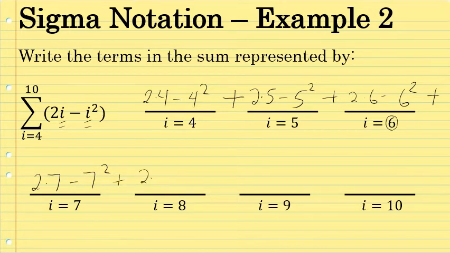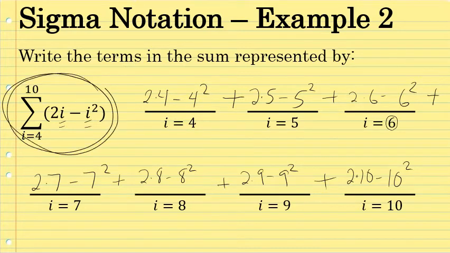When i equals 8, 2 times 8 minus 8 squared. When i is 9, 2 times 9 minus 9 squared. And finally, when i equals 10, the expression is 2 times 10 minus 10 squared. You can see that writing this sum in sigma notation is a far simpler form than writing out each term individually. But it is important for you to know what sigma notation represents. Sigma notation represents a sometimes very long sum that is most easily written using sigma notation.